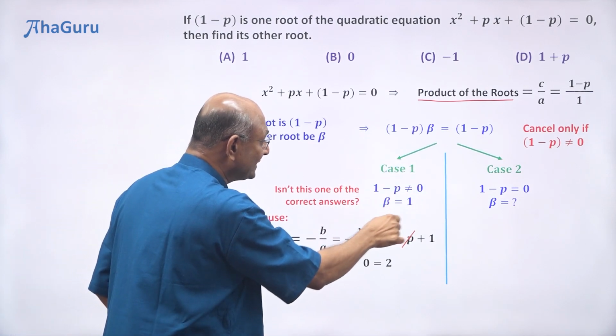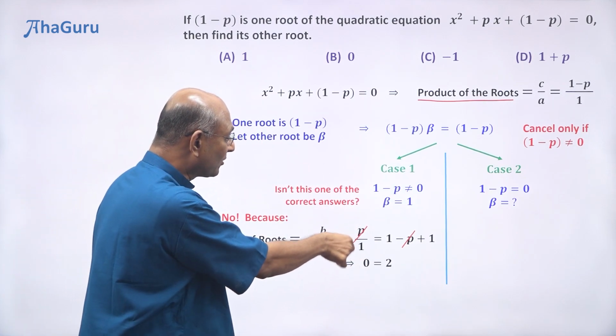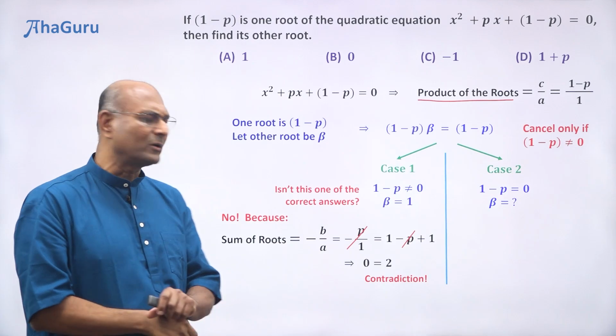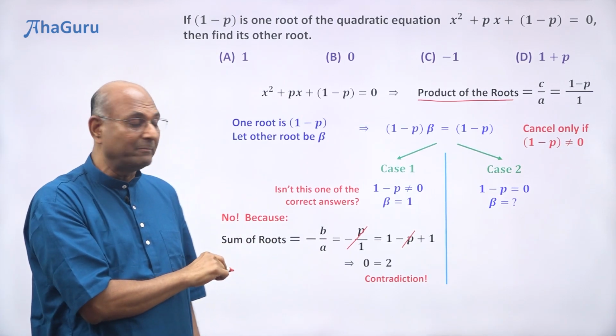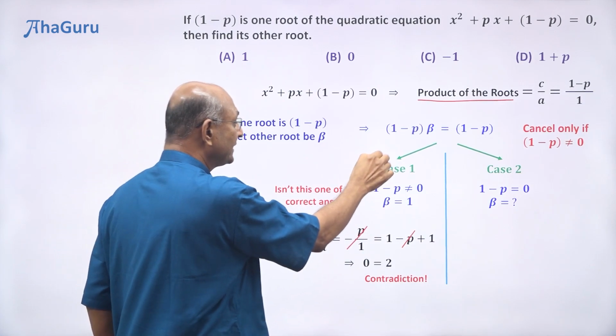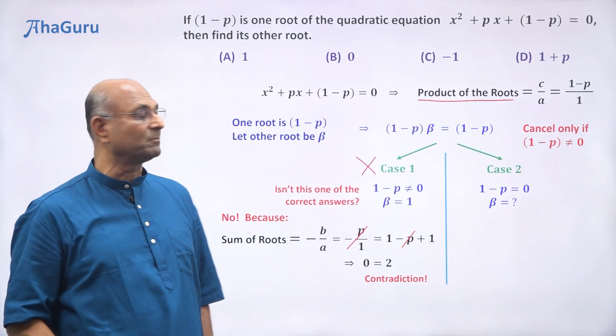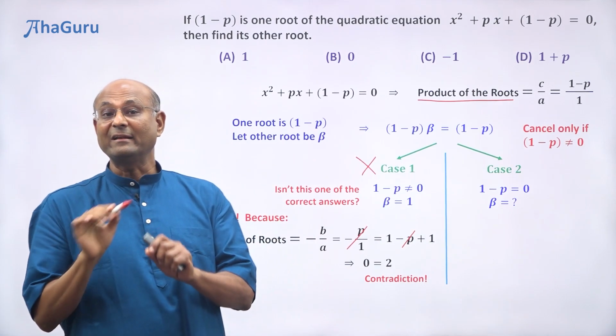So if you actually say case 1 is the correct answer, you end up with a contradiction because you get 0 equal to 2 when you apply the second condition: sum of roots must be minus b by a. So obviously this is not possible. Case 1 is not possible. That is why Sahana's answer is invalid.